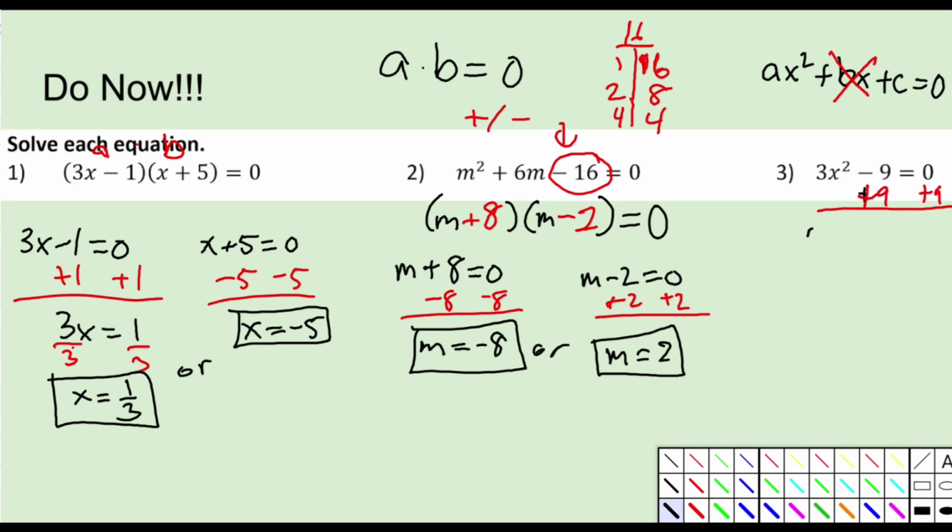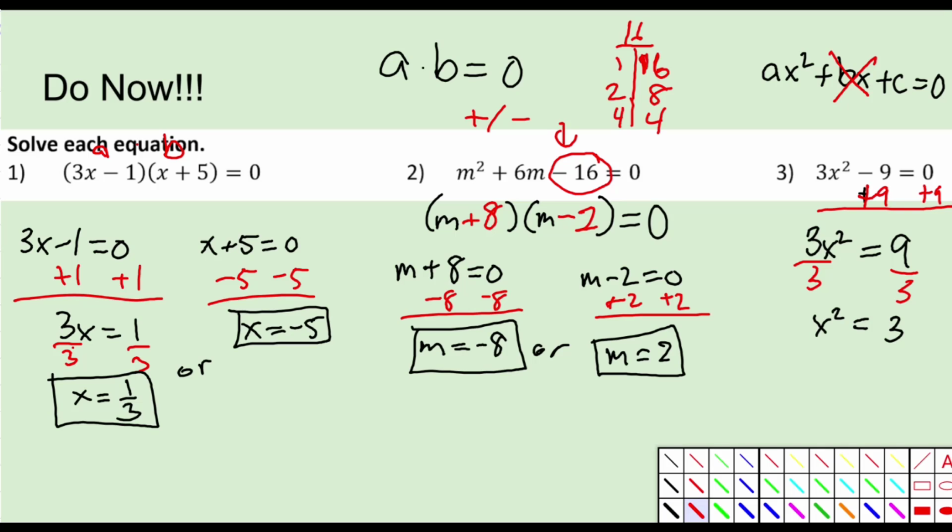This works out nicely, so I'm going to get 3x squared is equal to 9, and you will have some of these on your homework today, so make sure you pay attention right now. And then I would divide both sides by 3, so I'm still isolating my term, so I get x squared is equal to 3.